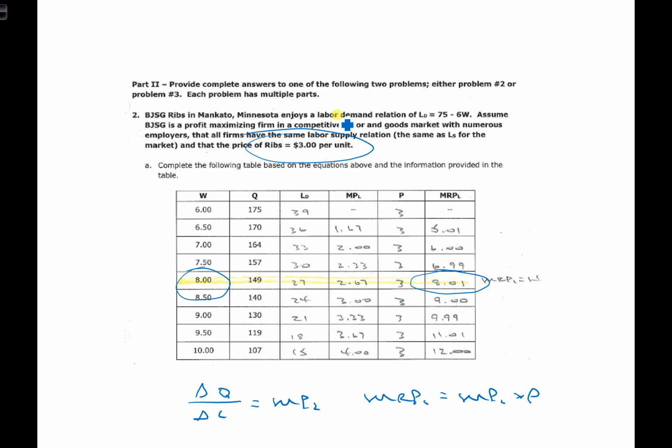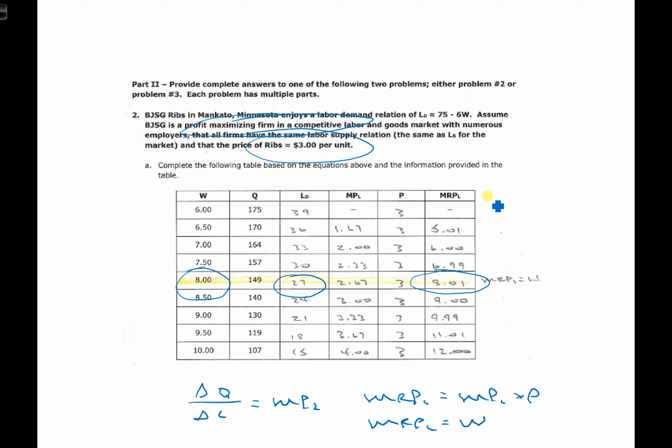Recall that this is a profit-maximizing firm in a competitive labor market, and that condition is going to be that marginal revenue product of labor becomes equal to the wage. So that's what we're looking for, and this, by the way, is going to set up for us the number of workers to employ and the wage at which to employ them.